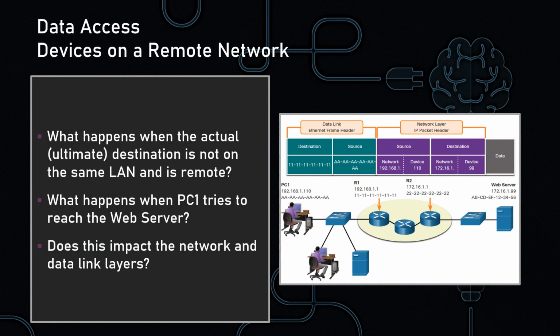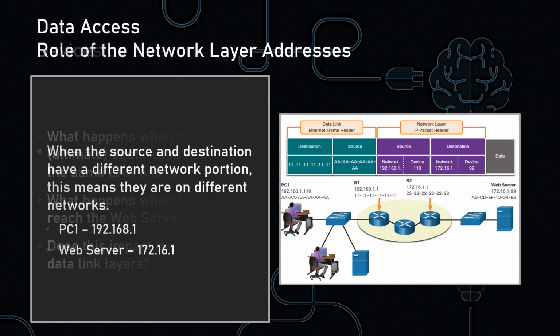So what happens when the actual destination, the final destination of transmission, is not on the same LAN and is remote? What happens when PC1 tries to reach the web server through the various transmission methods? How does this impact the network? How does it impact the data link layers? Let's take a look. When a source and destination have different network portions, that means they are not on the same network, which means that there needs to be communication between their default gateways.